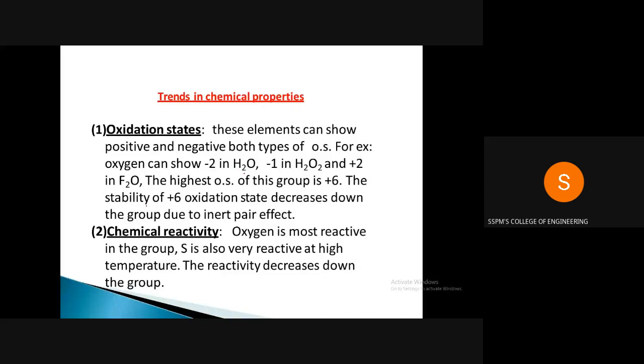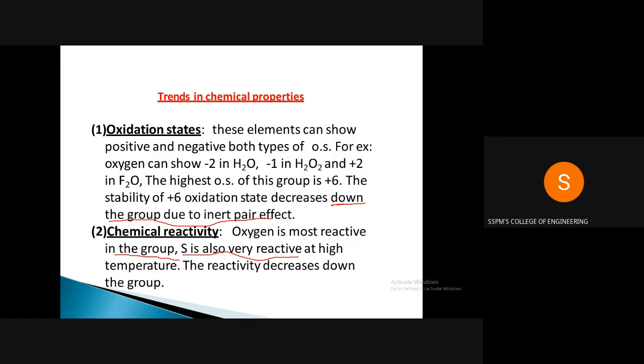Then oxidation state. Oxidation state also decreases down the group due to the inert pair effect. Then chemical reactivity. Oxygen is the most reactive in group 16. Sulfur is also very reactive at high temperature. The reactivity decreases down the group. So melting point and boiling point increase, electron gain enthalpy decreases, oxidation state decreases, and chemical reactivity also decreases. You have to remember which properties decrease and which physical properties increase.